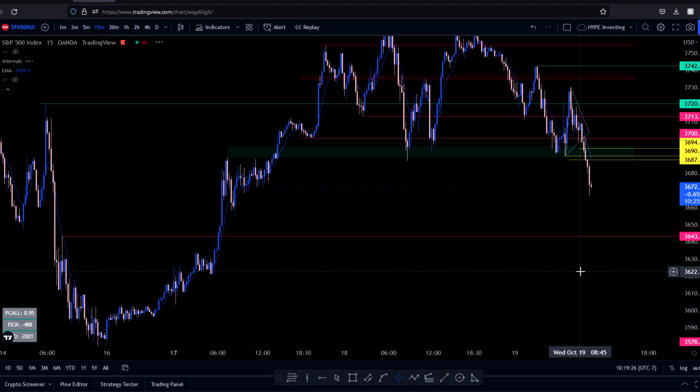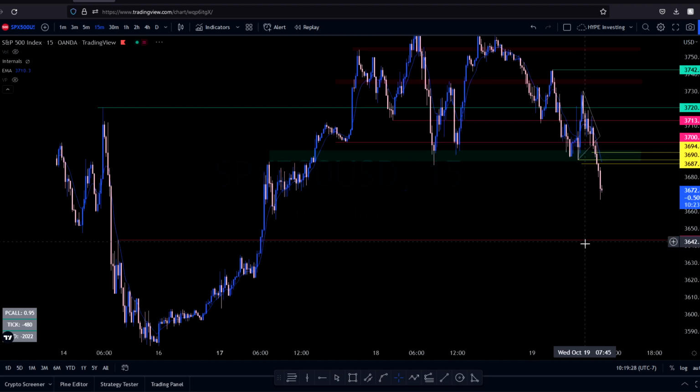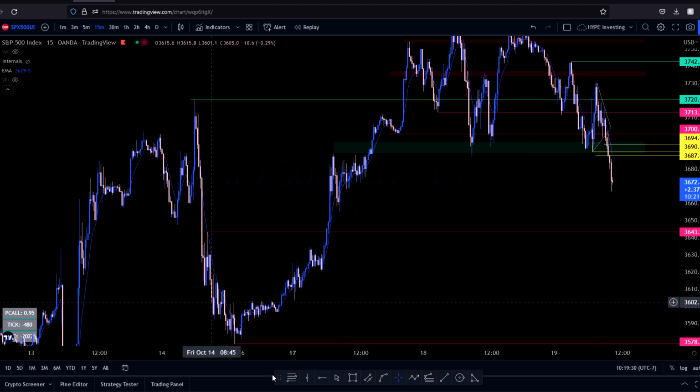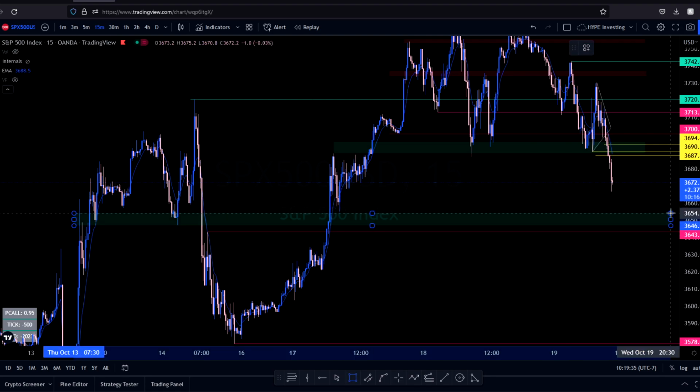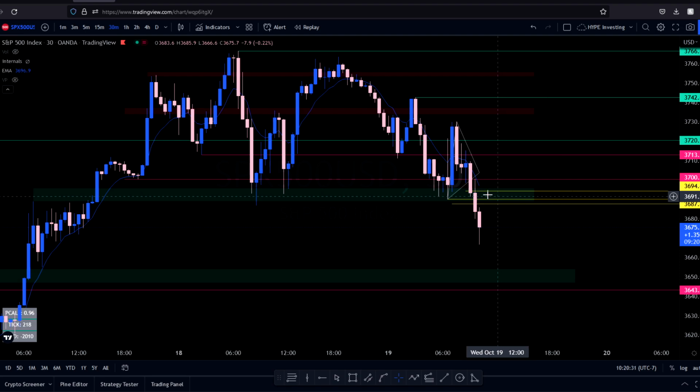And where are we likely to be headed from there? Or where's our next key zone? Our next key zone is somewhere around here. That's where our next demand zone is. So that's a very key inflection point. So here you have a choice to make. Are you going to take calls for that demand zone to hold again and come all the way back up here? Or are you going to take puts for it to possibly break?